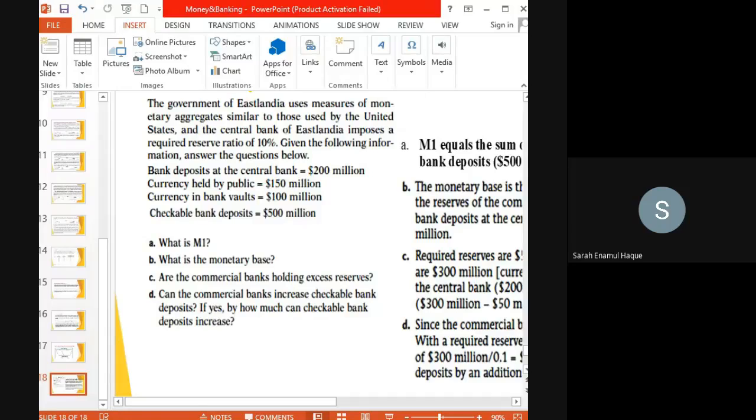And to find that out, we first need to check how much money it should give by using the checkable bank deposit amount. So here you have to verify. Actually what we're trying to do is, ma'am, we are trying to verify.